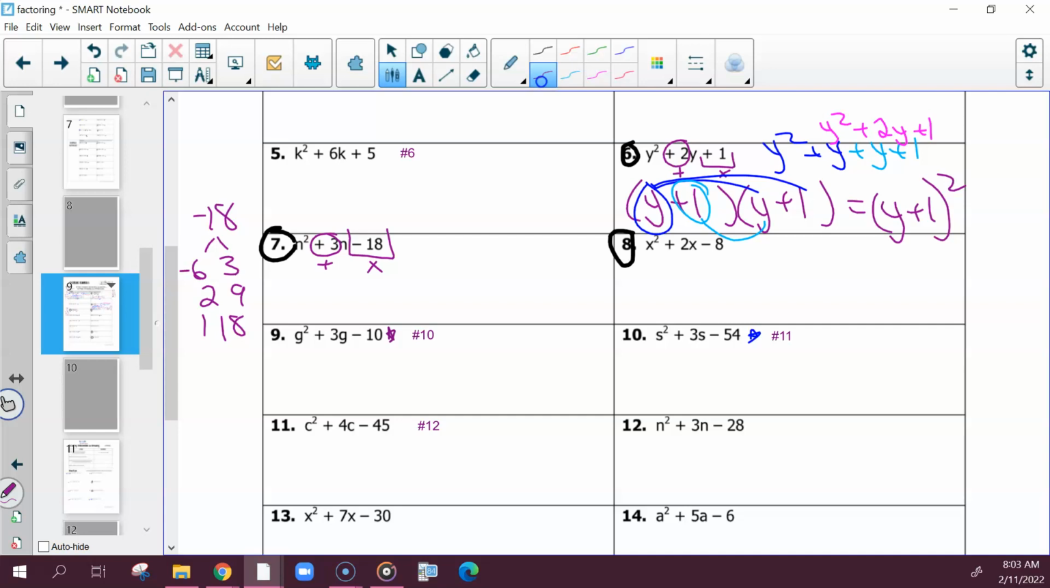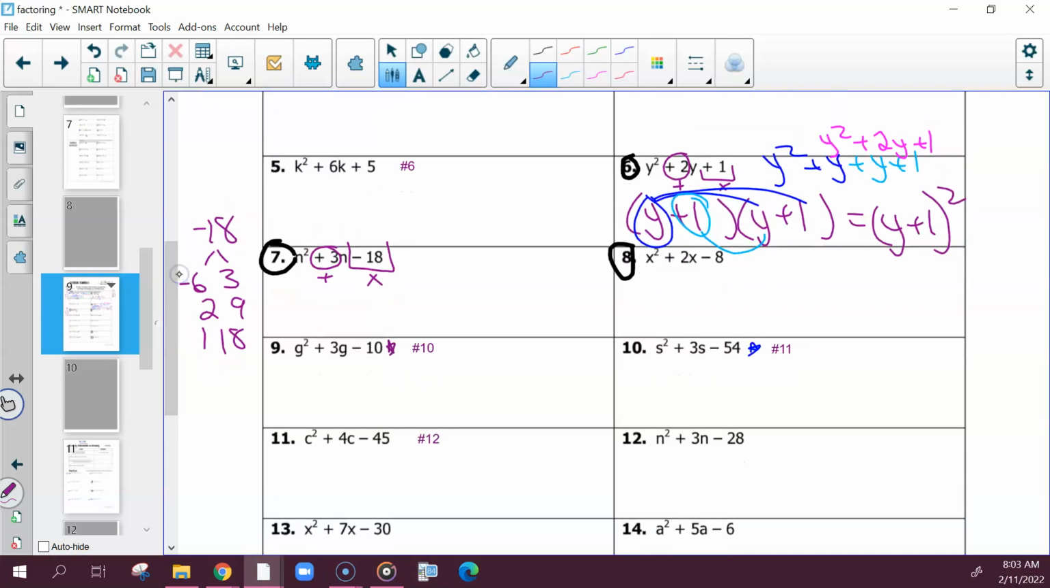If I did negative 6 and positive 3, would that give me positive 3? Negative 6 plus 3? No. If I did 6 and negative 3, would that give me positive 3? Yes. And had we rearranged this, we probably would have gone through the others. You could do that really fast.